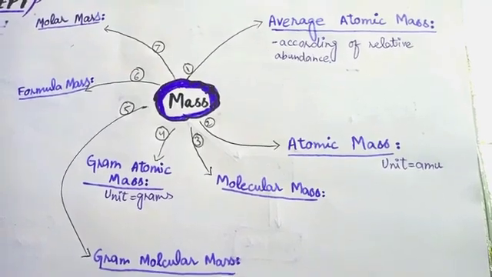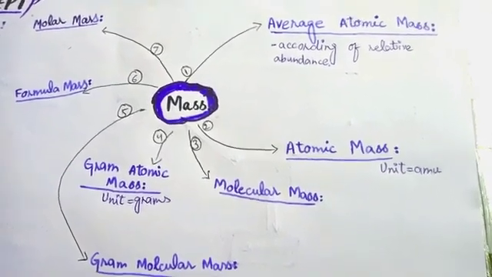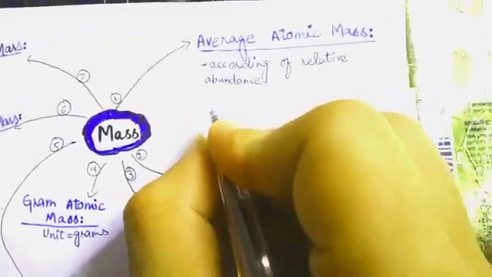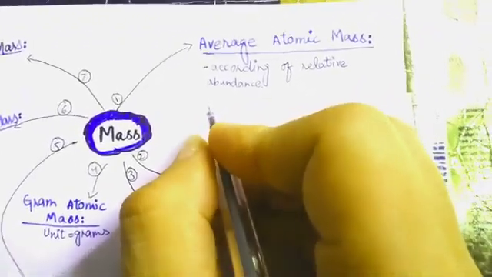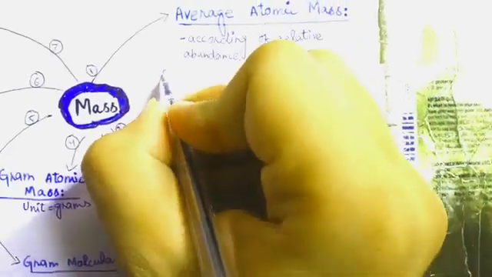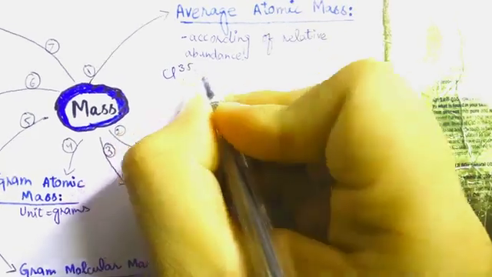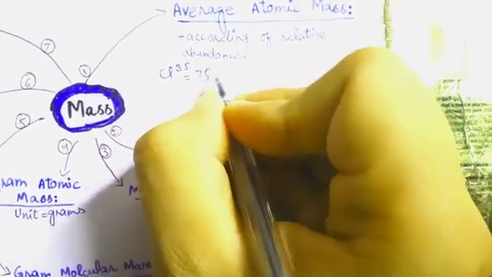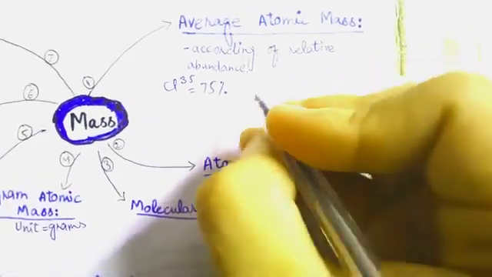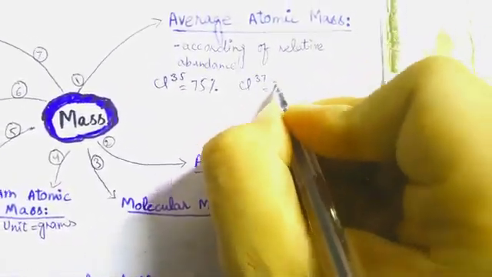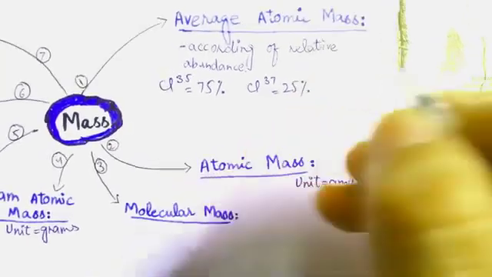There are 7 terms of mass in chemistry. Average atomic mass. Average atomic mass is according to the relative abundance of isotopes. For example, chlorine. Chlorine contains 2 isotopes. Chlorine 35, its relative abundance is 75%, and chlorine 37 with relative abundance 25%.